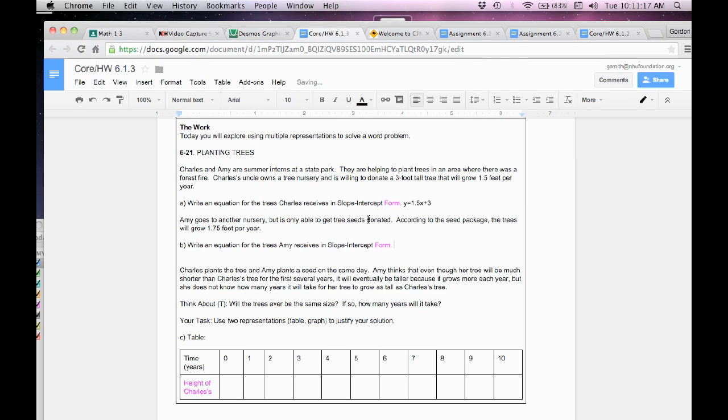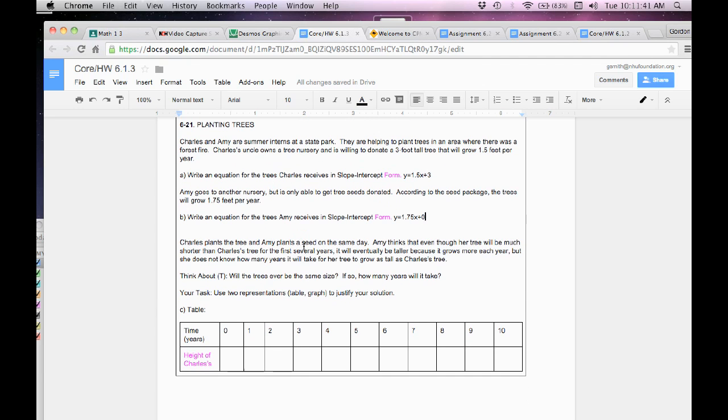we say y equals, and then we use the slope, 1.75x plus the y-intercept. And since they're seeds, they don't have an original height. They don't have a start value, so it's plus 0. If you want to be really clever, you might even use a negative number since seeds get planted underground. But we're not going to worry about that too much.